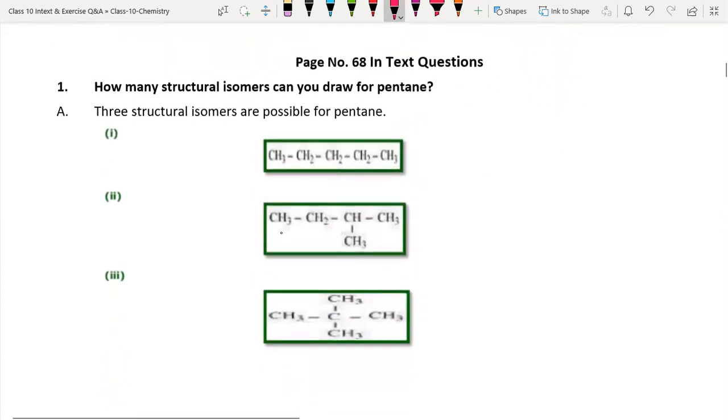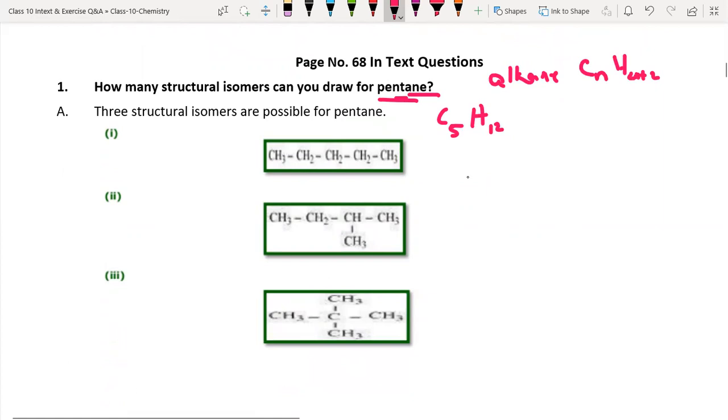Next, how many structural isomers can you draw for pentane? Pentane, first try to understand its structure. Pent means C5, and ane means alkane. Alkane formula is CnH2n plus 2. So it will become C5H, 2 into 5, 10 plus 2, 12, H12. Now how to draw?